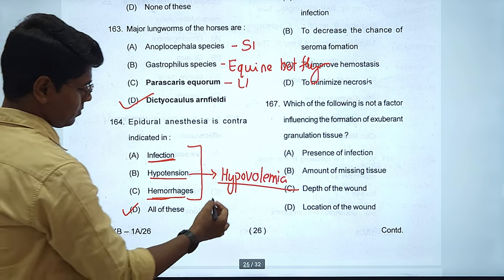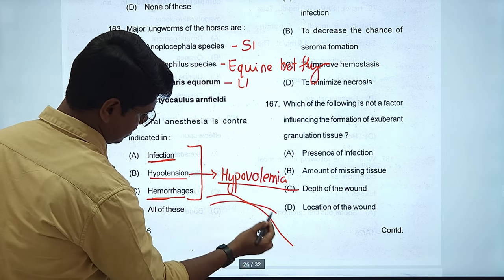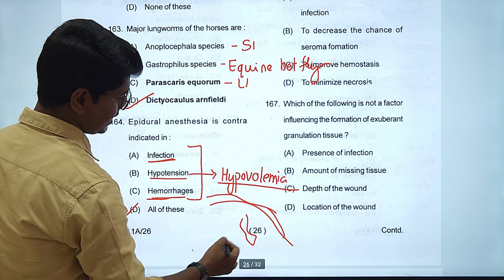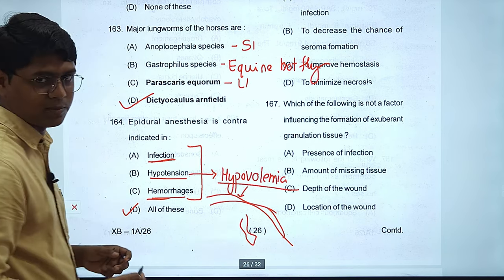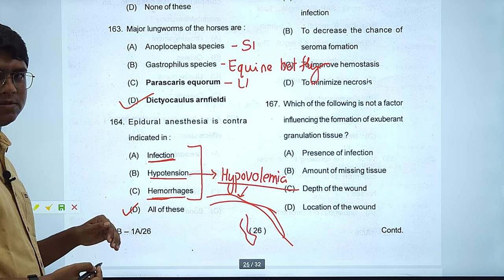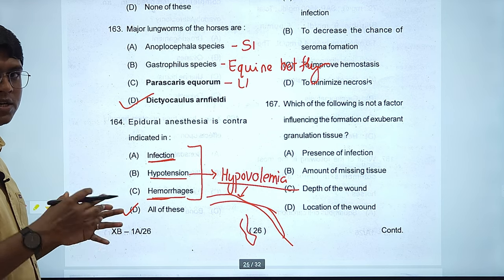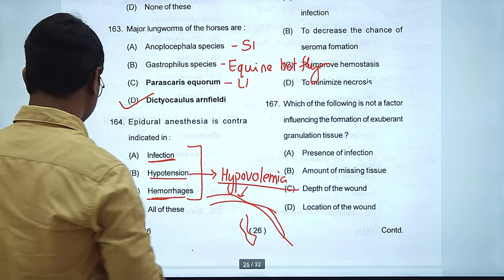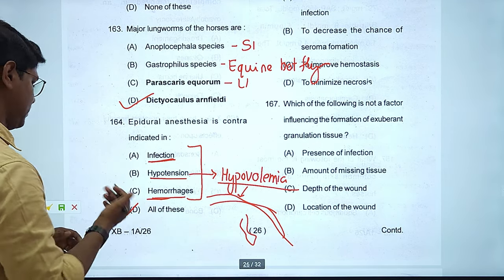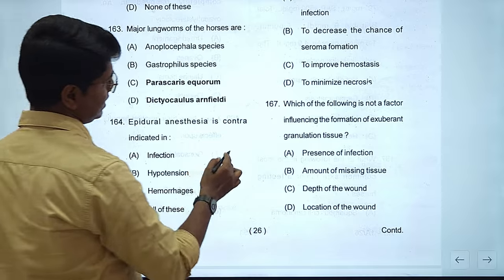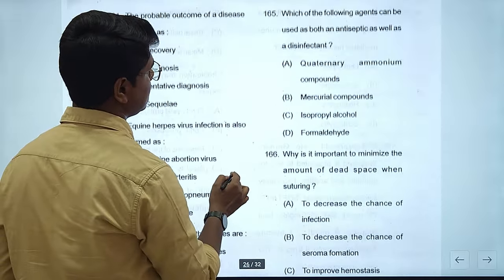Suppose this is the tail, okay, and there is some vaginal tear having profuse bleeding, you need epidural anesthesia for that particular case. So it signifies the spinal one, or there is severe internal bleeding like that. For that condition, this question is actually very broad. Okay. So the answer is all of these, but it is not actually all of these.